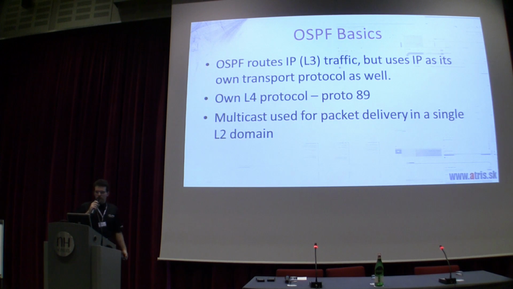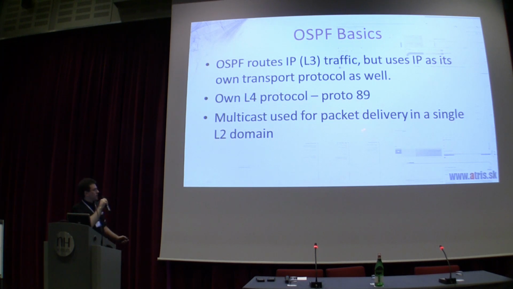So basically OSPF routes IP, so layer 3 traffic, but it also uses IP as its own transfer protocol. And on layer 4, it has its own protocol, so OSPF protocol number 89. So if you're doing some firewalling, etc., you need to actually allow a layer 4 protocol 89 to pass through the firewall from your OSPF peers.